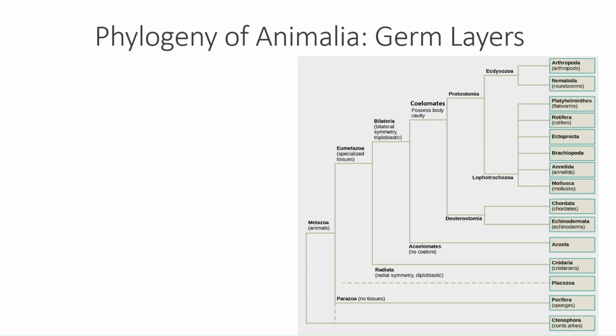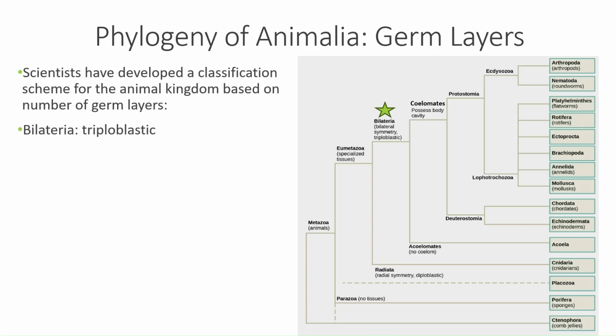Scientists also classify animals according to the number of germ layers formed during embryonic development. The class Bilateria is a triploblastic organism group because its members develop 3 germ layers. The group known as Radiata is diploblastic and develops only 2 germ layers.